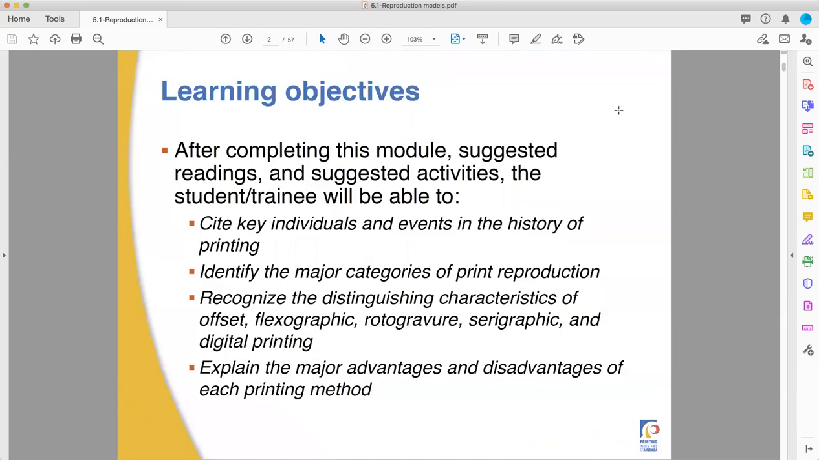So they would like us to look at a few key historical figures who made some important breakthroughs to make our industry and our way of making and copying image and text a thing. Looking at different major categories of how prints are made. We're going to look at different characteristics of what these different types of print systems produce, what comes out of them. And we're also going to talk about the advantages and disadvantages of each printing method. This is actually pretty useful info to have.